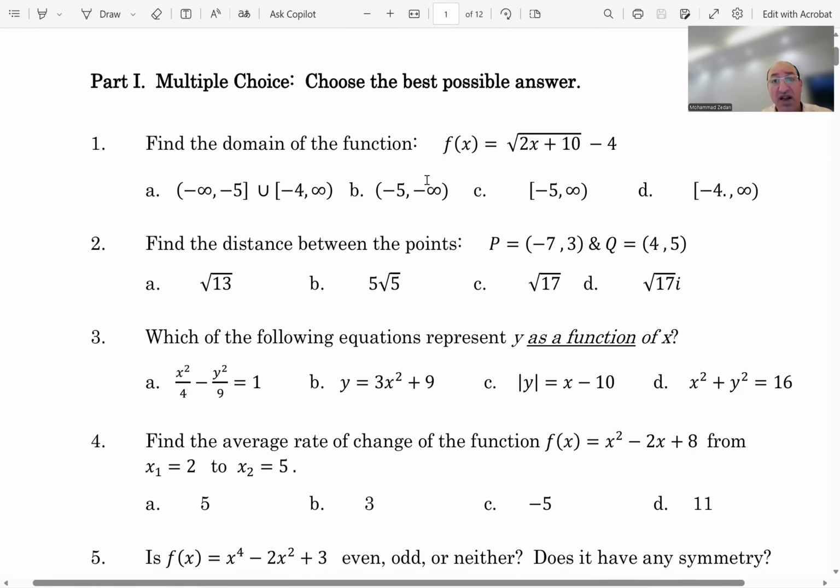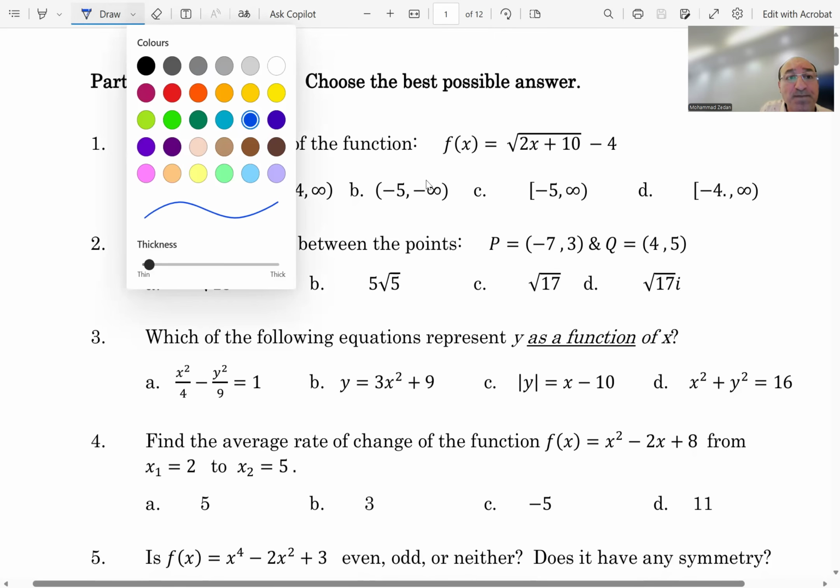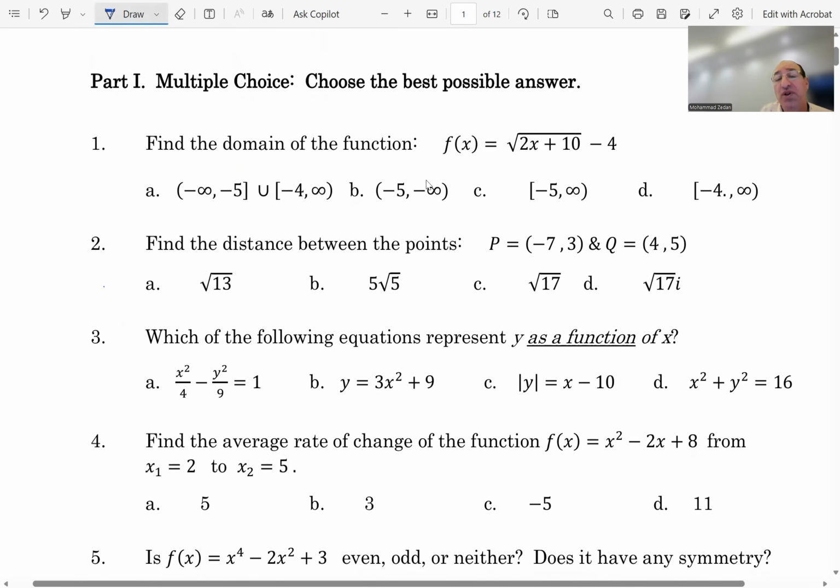The radical function, I have really different between two functions, one polynomial and one is a radical sign or square root function. The common domain now is the same domain of this one. So for the square root, you just take 2x plus 10 bigger than or equal to 0. By solving this inequality, you have 2x greater than or equal negative 10. Dividing by 2, you will get x greater than or equal negative 5. So the domain is negative 5 closed and infinity.